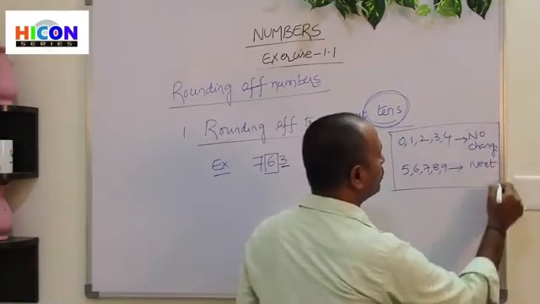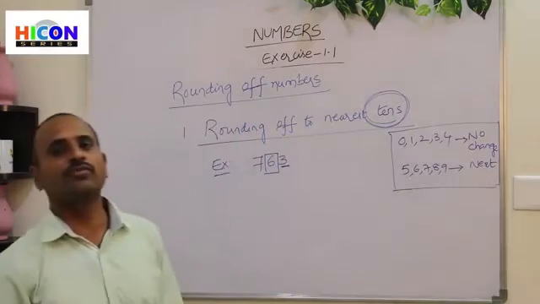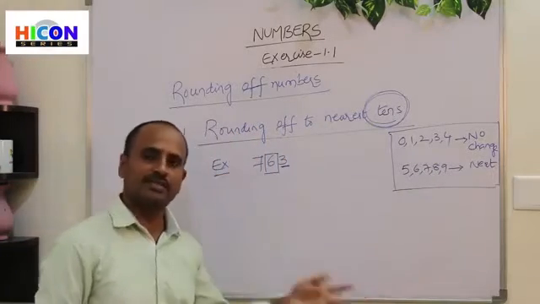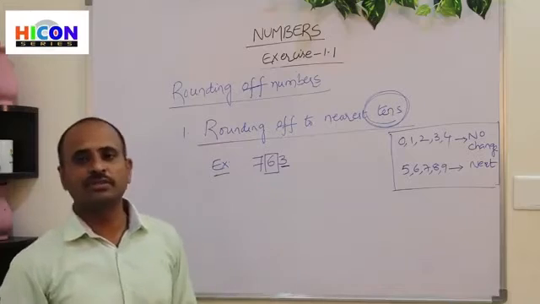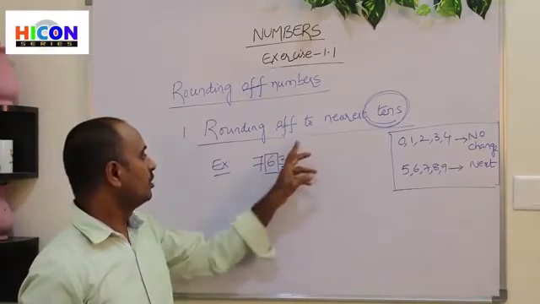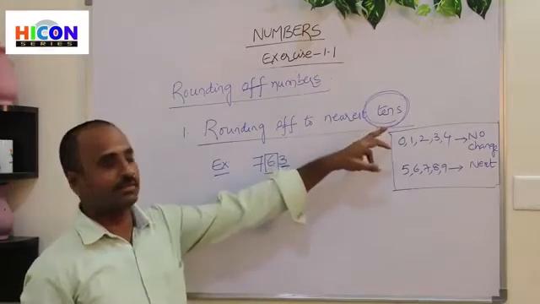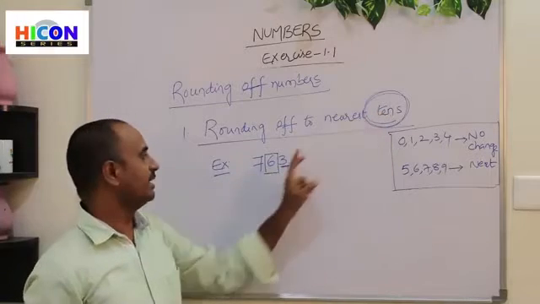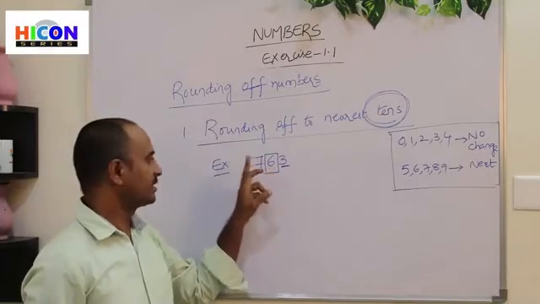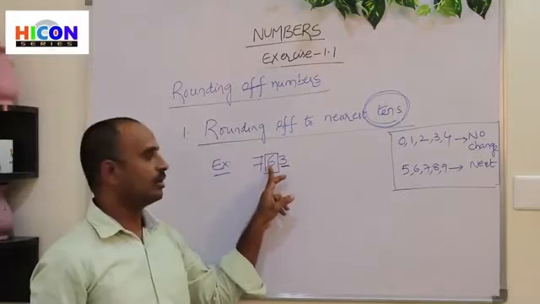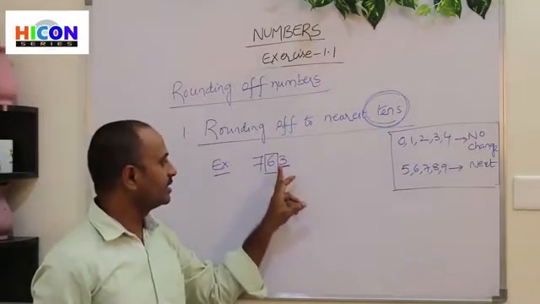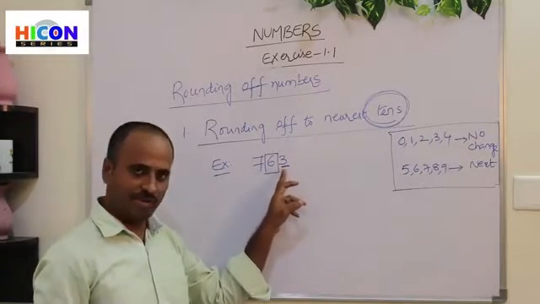By using these two points, we can simply round off the given numbers to the nearest tens, nearest hundreds or nearest thousands. First we round off the given number to the nearest tens. That means we identify the digit present in the tens place. Here 6 is present in the tens place. Now we check the next digit. Here the next digit is 3, that is less than 5.